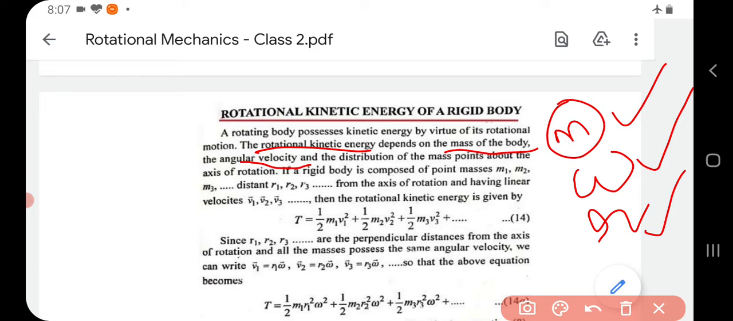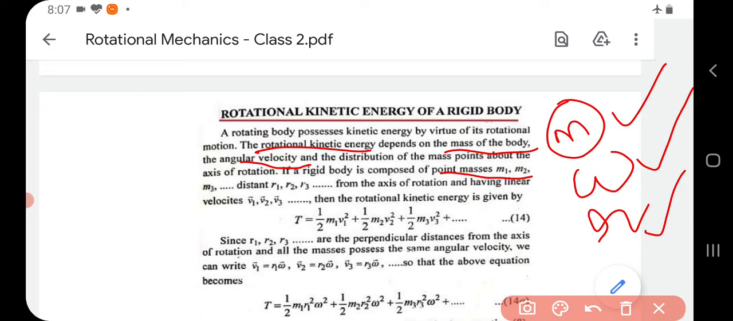If a rigid body is composed of point masses m1, m2, m3, etc., which are at distances r1, r2, r3 from the axis of rotation, and suppose that they have linear velocities v1, v2, v3, then what will be the expression for rotational kinetic energy? It will be T equal to half of m1 v1 square plus m2 v2 square plus m3 v3 square. That is equation 14. Now r1, r2, r3, what are they? They are the perpendicular distances from the axis of rotation.